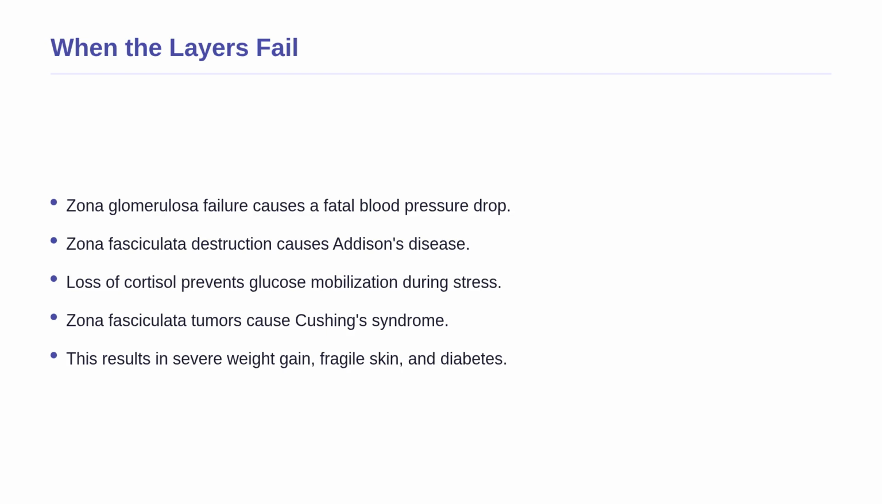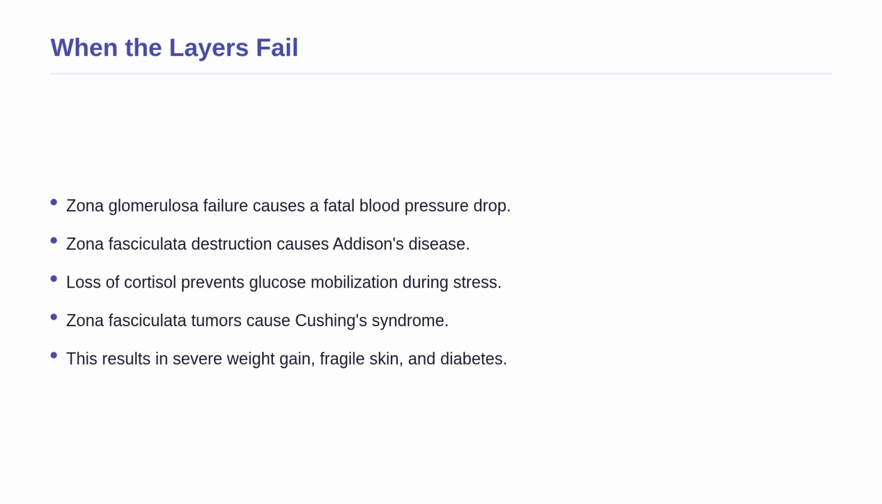Understanding this microscopic anatomy is not just academic. It is absolutely critical for diagnosing disease. If the zona glomerulosa fails, your body cannot retain sodium, leading to a fatal drop in blood pressure. If the zona fasciculata is destroyed, a condition known as Addison's disease, you lose the ability to produce cortisol and cannot mobilize glucose during illness.